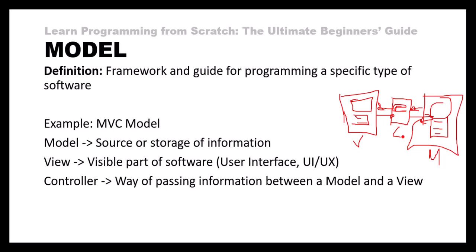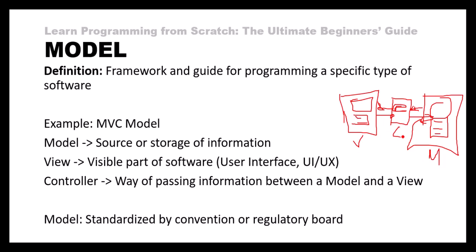So if a model is a guide and an algorithm is also a guide, then what is the difference? You should understand that a model is standardized by convention. You can't change it. You can't wake up one day and say, today in the MVC model, I'm going to add the D, now it becomes MVCD. No, you don't do that. It's standardized by a regulatory board.